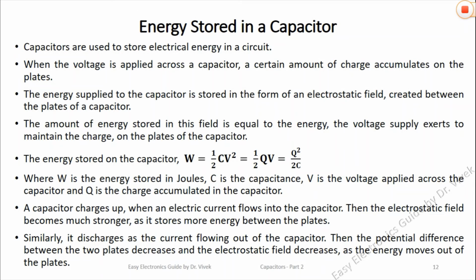Capacitors are used to store electrical energy in a circuit. The energy supplied to the capacitor is stored in the form of an electrostatic field. The energy stored is equivalent to half CV squared, or it is equal to half QV or Q squared divided by 2C. The capacitor charges up when an electric current flows into the capacitor. Then the field will become stronger. Similarly, when it discharges, the current will be flowing out. So the electric field will decrease and the energy will move out.